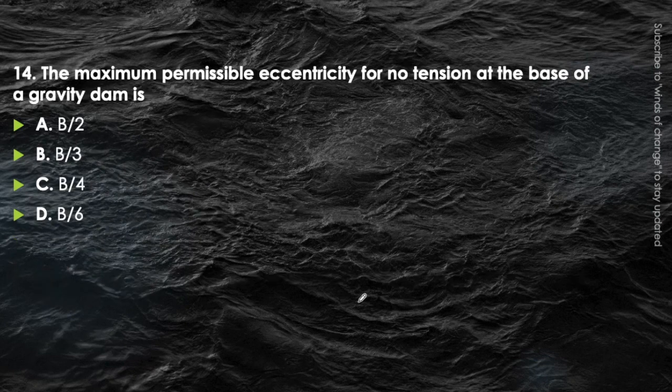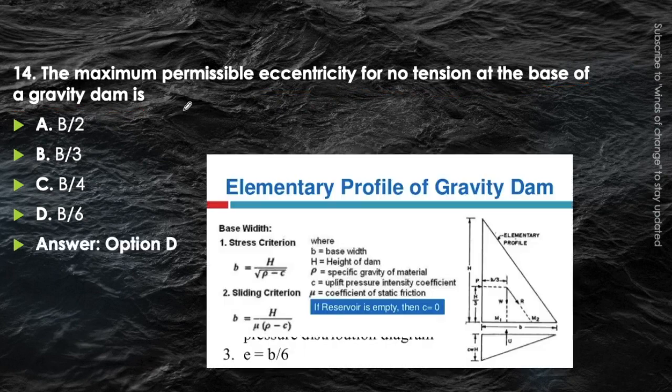Next question. The maximum permissible eccentricity for no tension at the base of the gravity dam is? Very easy question. B by 2, B by 3, B by 4 or B by 6. We have to find out the eccentricity for no tension at the base of the gravity dam. Can you recall it? You should know it directly from the elementary profile of the gravity dam. Just think about it. It will be given by B by 6. Equal to B by 6 is for no tension.